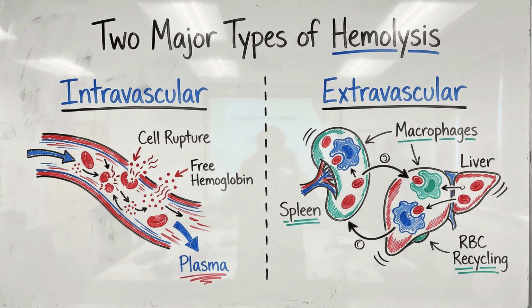Intravascular means exactly what it sounds like. The destruction is happening right there inside the blood vessels, in the general circulation. Extravascular means the destruction is happening outside the main blood vessels, primarily in the tissues of the spleen and the liver. Understanding the difference between these two locations is absolutely vital, because they produce very different clinical symptoms and very different laboratory results. So let's break them down.